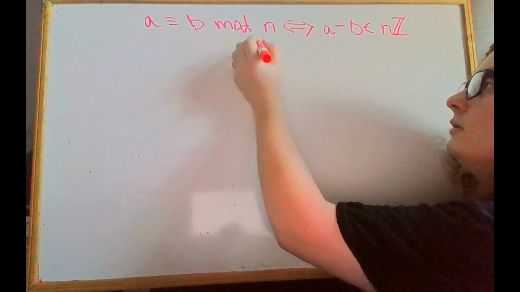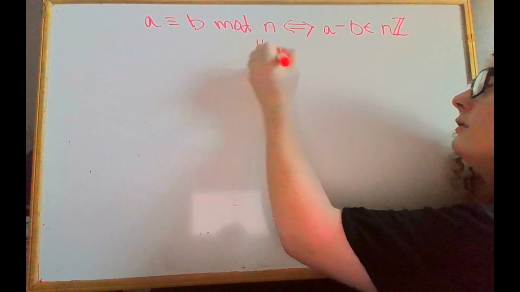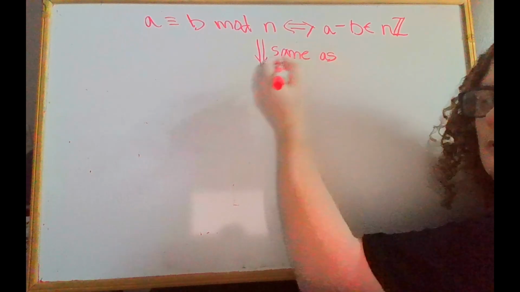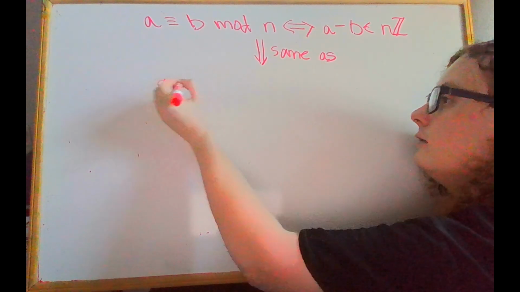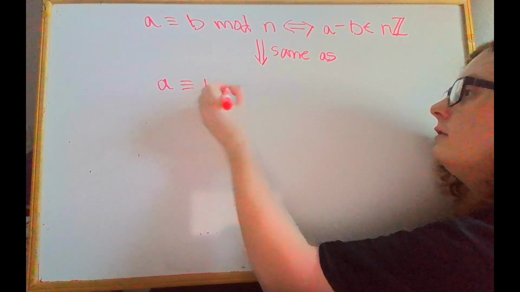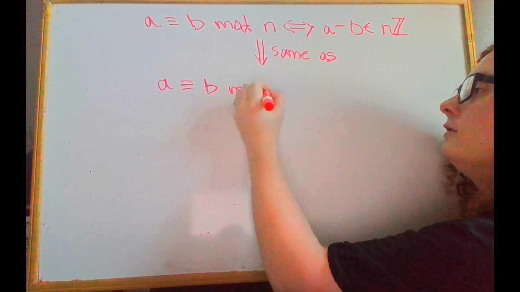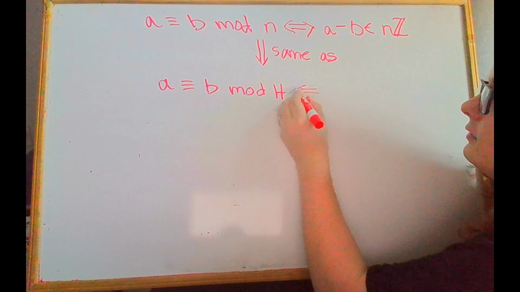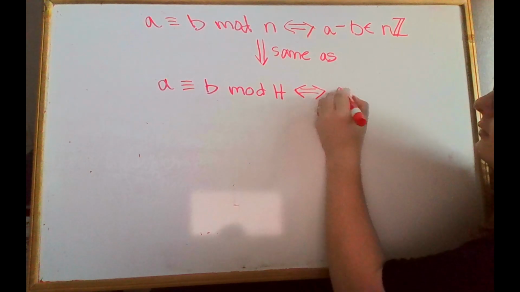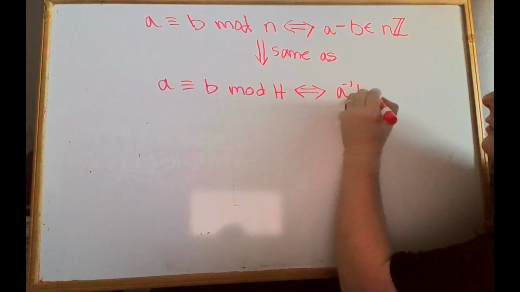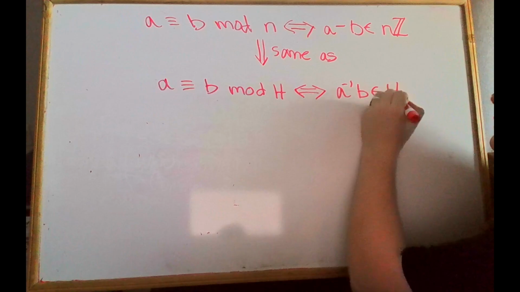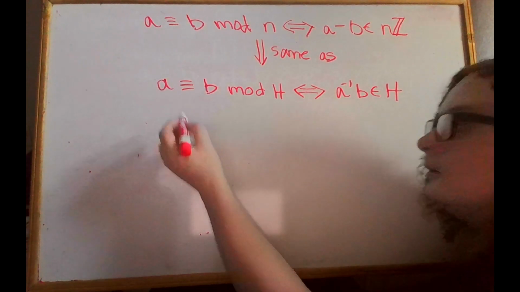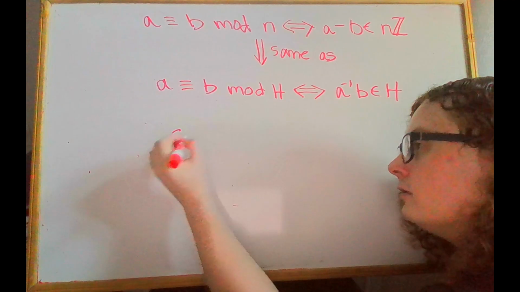If one is in nZ, so will be the other, meaning a to the minus 1 times b is still valid. That means the rule a is congruent to b mod n if and only if a minus b is in nZ is the same as a is congruent to b mod H if and only if a inverse b is in H, where H is the subgroup nZ. This general phrasing works not only for integers but for any group. It is the bridge from arithmetic to abstract algebra.